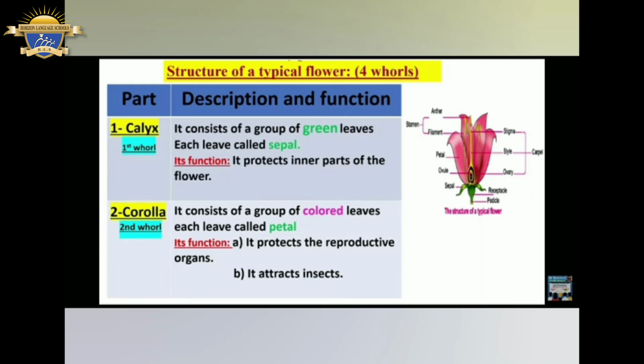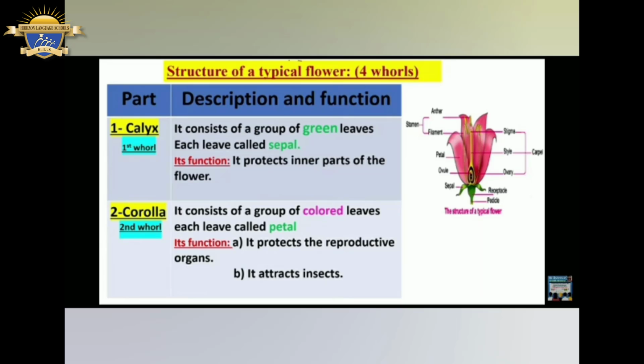Structure of a typical flower. The flower consists of 4 whorls. Number 1. Calyx. It is the first whorl. It consists of a group of green leaves, each leaf called a sepal. Its function: it protects the inner parts of the flower. As we see in the image, the sepal is a green leaf that protects the inner parts of the flower.